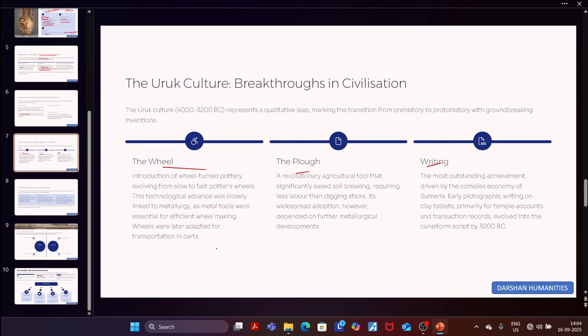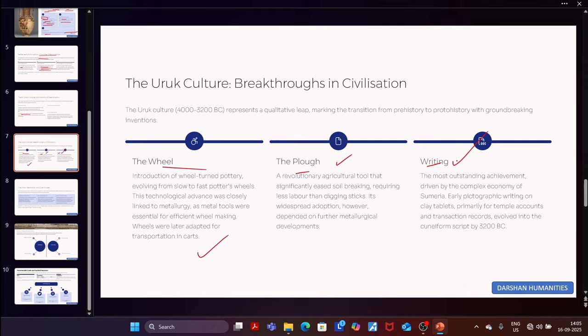The plow revolutionized agriculture by making soil breaking easier and more efficient than digging sticks. Though it was costly, it signified a major advancement in labor-saving technology. Writing, well, we all know how important writing is.